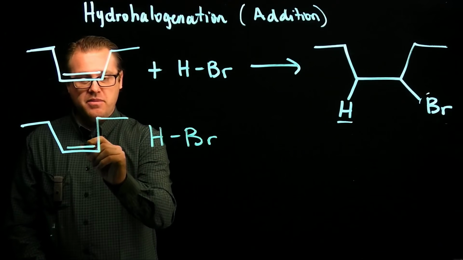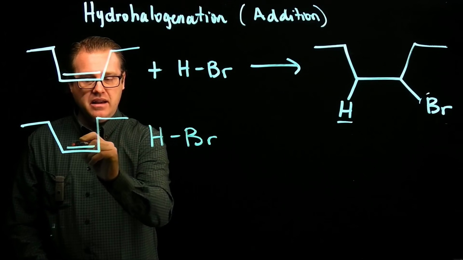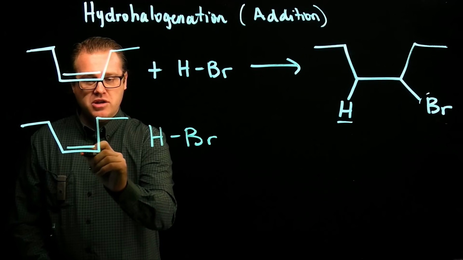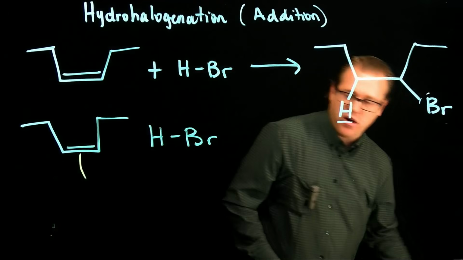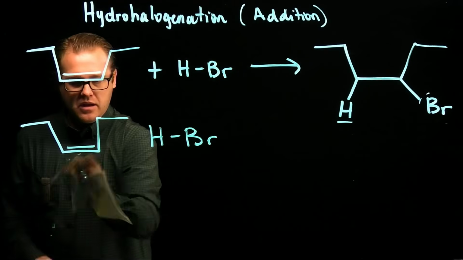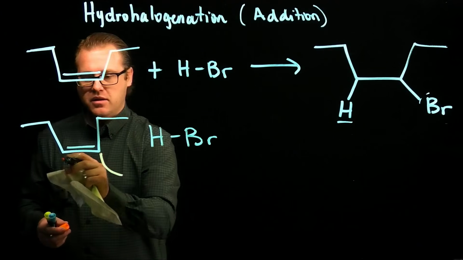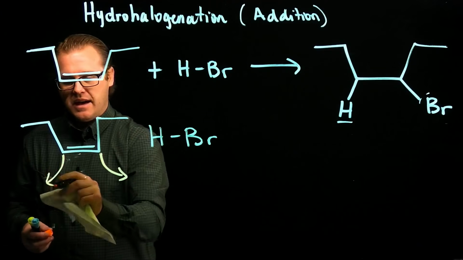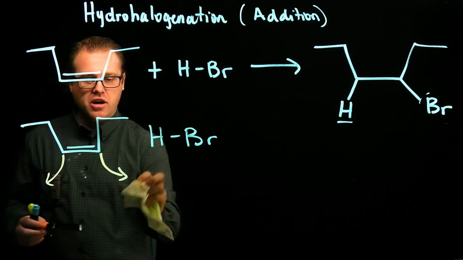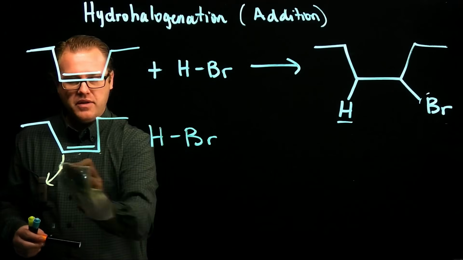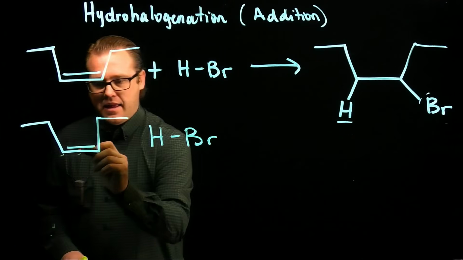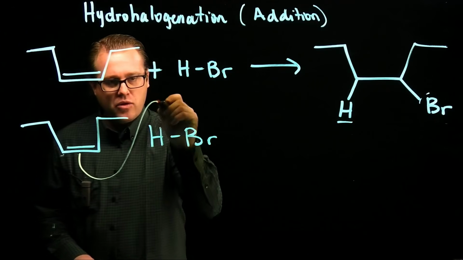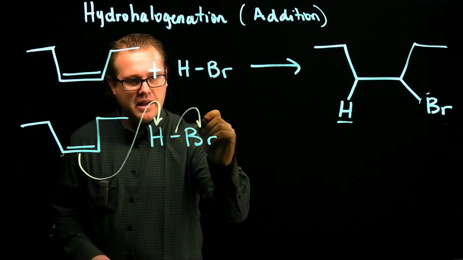So we start from the center of the alkene. See where my arrow starts? It's going to start in the center. If your arrows are starting on a carbon like this, that is wrong. You need to start from the center of the double bond. And that's going to come and grab the proton and kick that guy off.